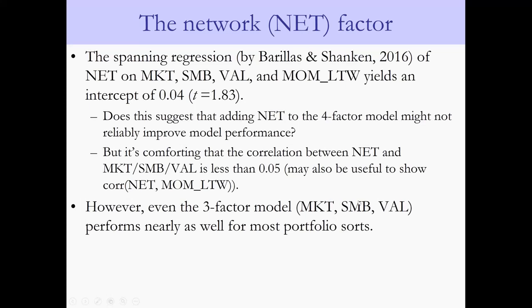Now, when I was looking at the spanning regression of regressing the network factor on the 4 factors over here, the market, size, value, and momentum for large caps, the T statistic is only about 1.8. So I wonder whether this suggests that adding the network factor to the 4-factor model might not reliably improve model performance too much. But when I look at the correlation table, I see that the correlation between network and those 3 factors over here is pretty small. So this is pretty comforting.